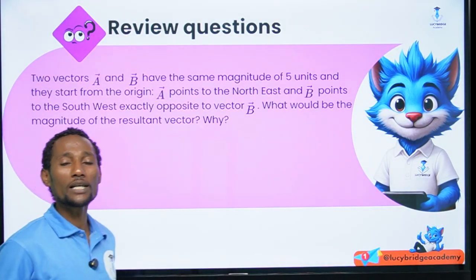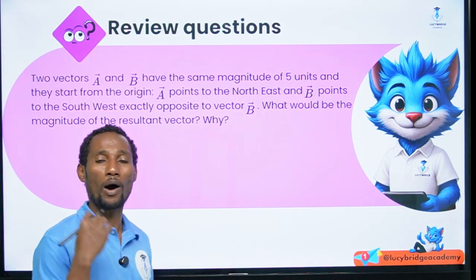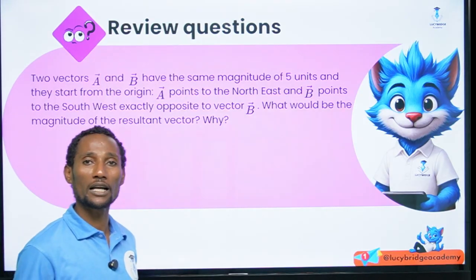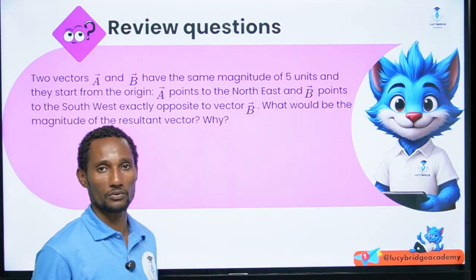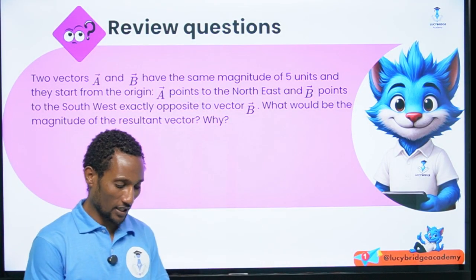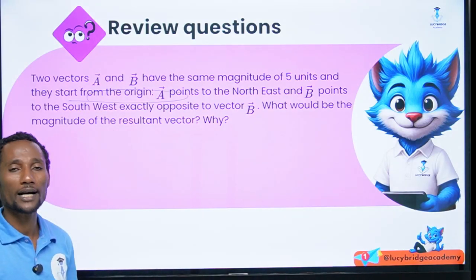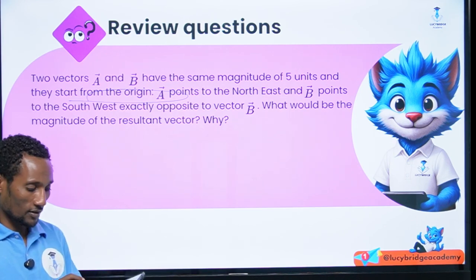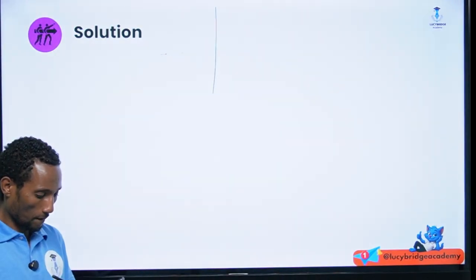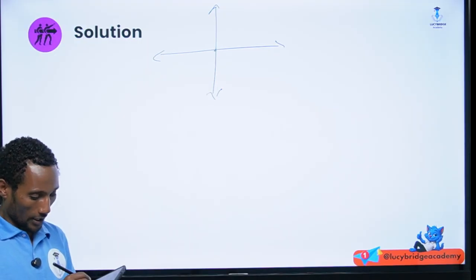Now let's see today's lesson, the review questions from 1.4, the graphical method of vector addition and subtraction. In this case, we have two vectors A and B having the same magnitude of 5 units, starting at the same point of origin.